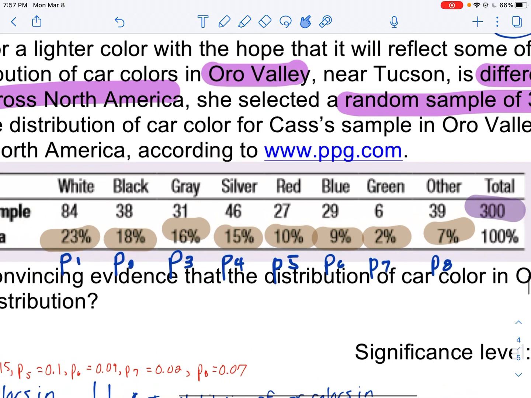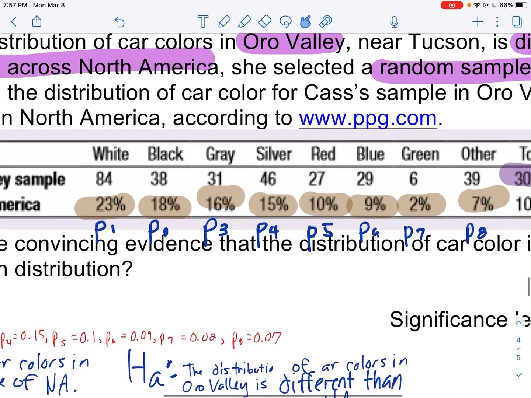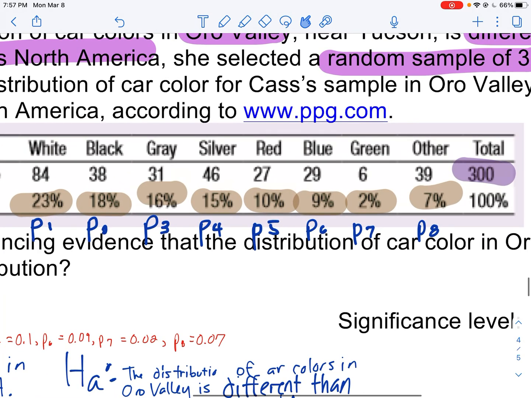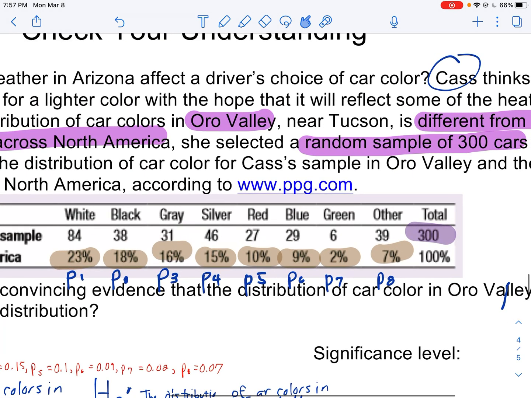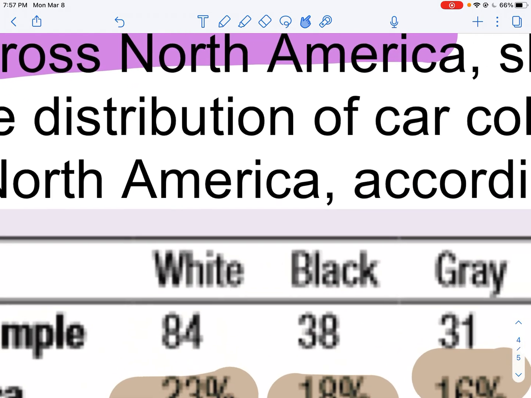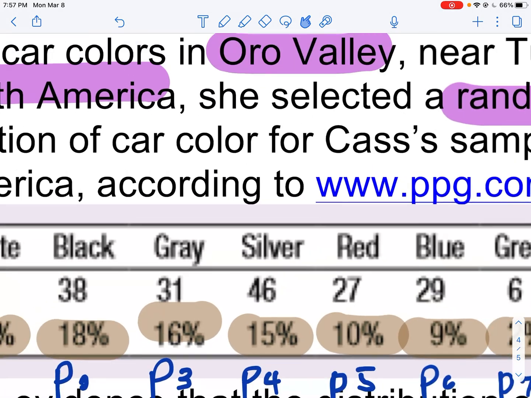We're given the distribution of car colors in North America. So we're given 8 colors, we're given the distribution. And then Cass, who happens to be a person who did this, did a simple random sample of 300 cars in Oro Valley. And these were Cass's counts, 84, 38, and so on.